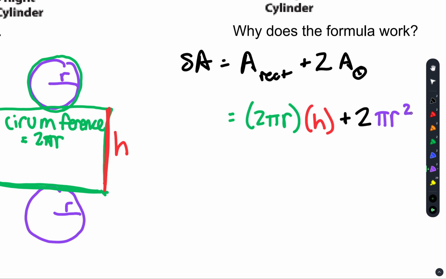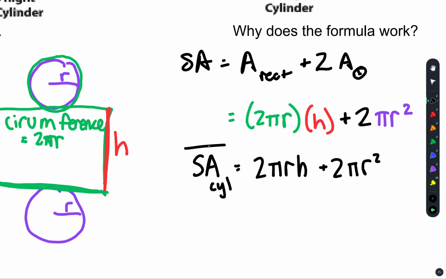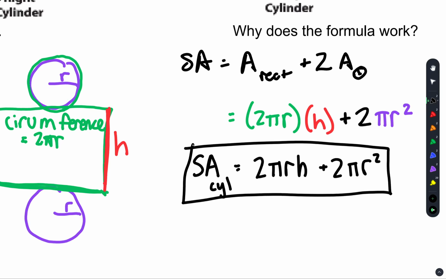So if I want to make it a little bit easier to read, I can write this all together: 2 pi r h plus 2 pi r squared. And that right there is going to be the surface area of any cylinder. Okay, you can put that on your half sheet.